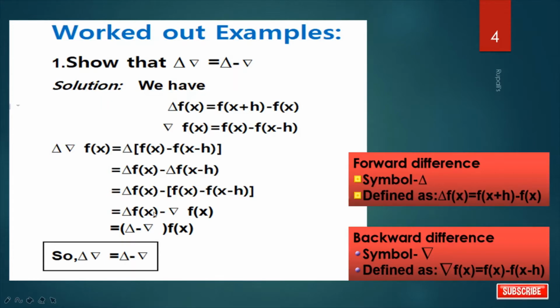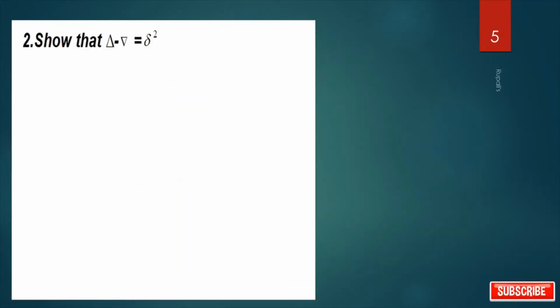So delta fx, and what is f(x) minus f(x minus h)? It is nabla fx. So here it is nabla fx. So it is delta minus nabla fx. So we can easily prove delta nabla equals delta minus nabla. Our next example is to prove that delta minus nabla equals small delta squared.